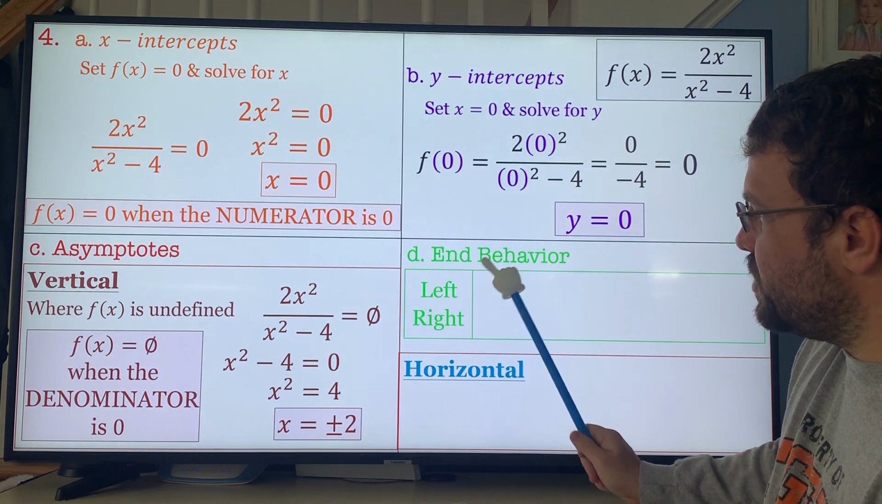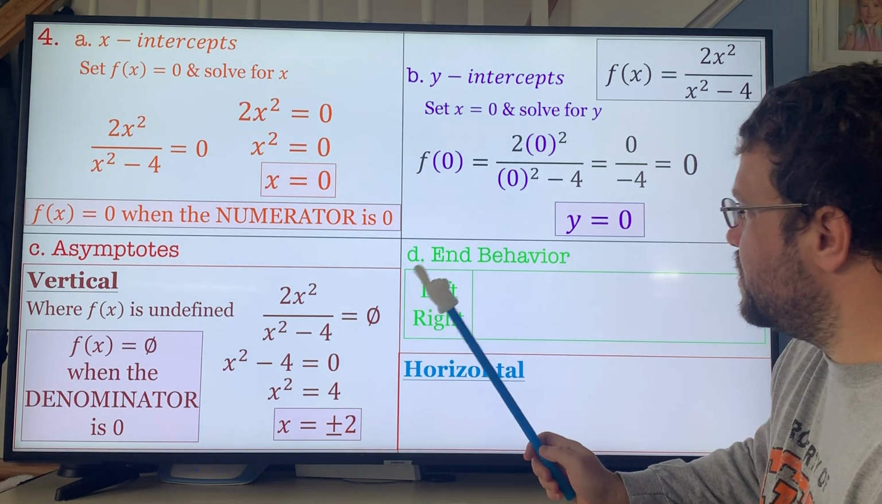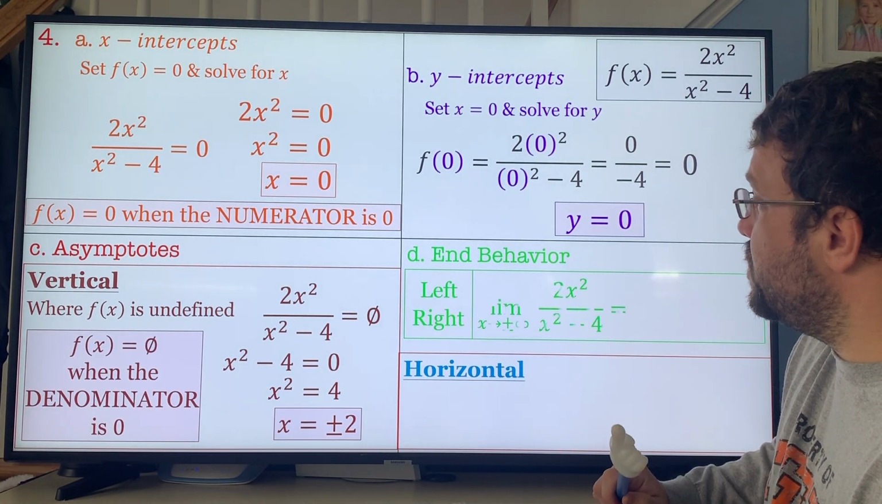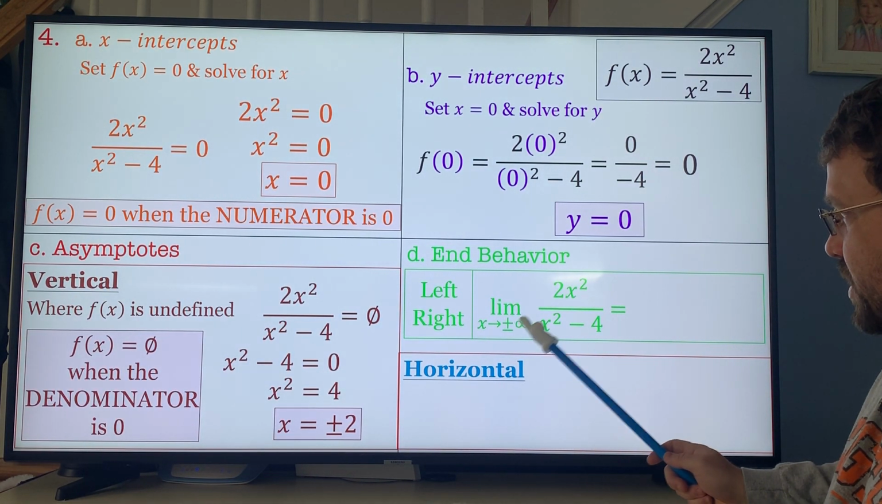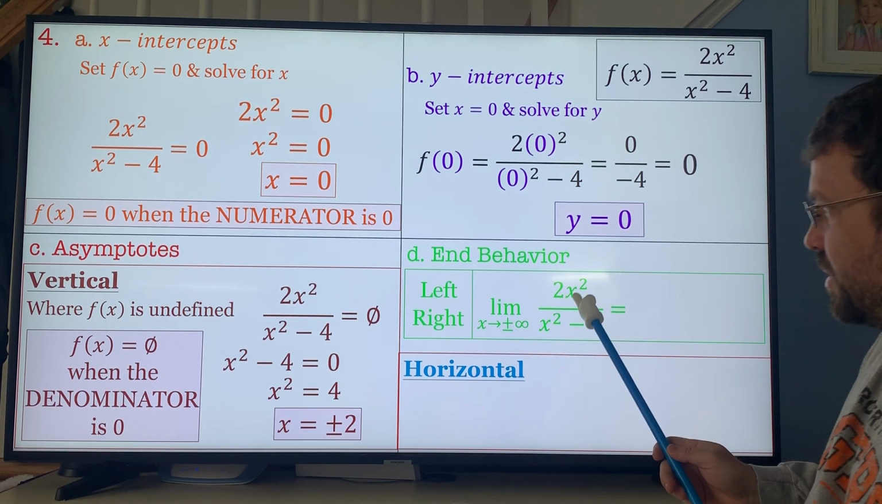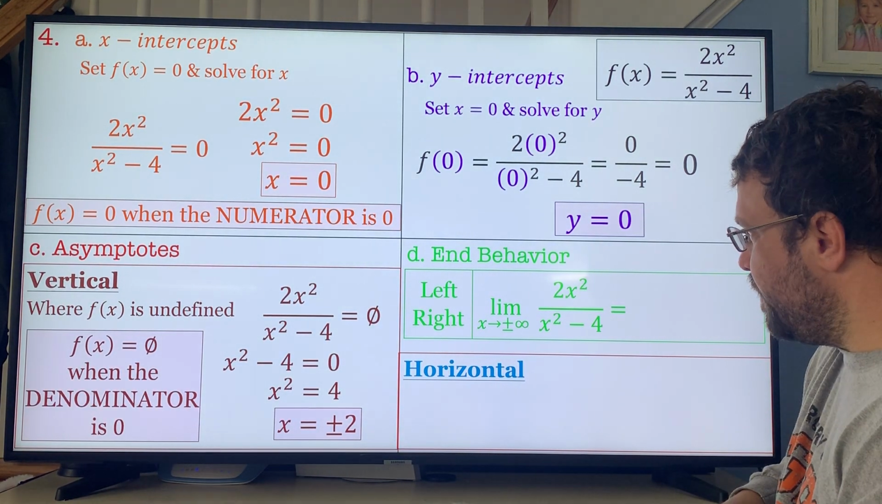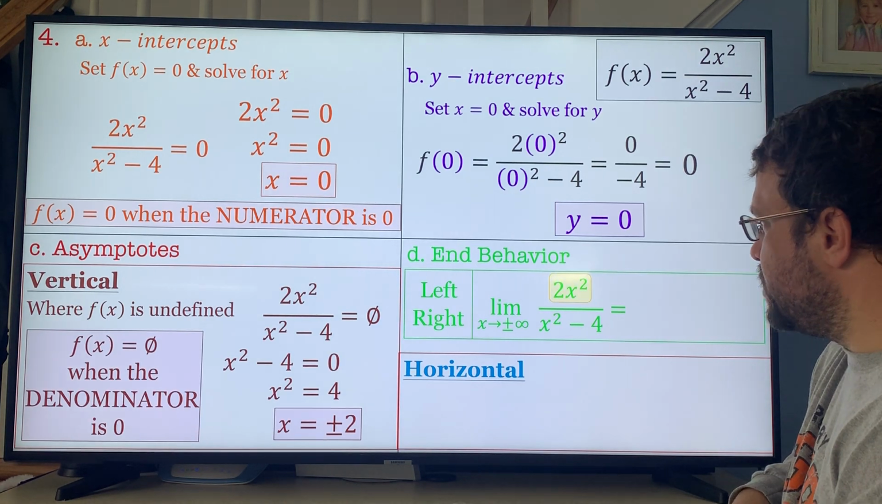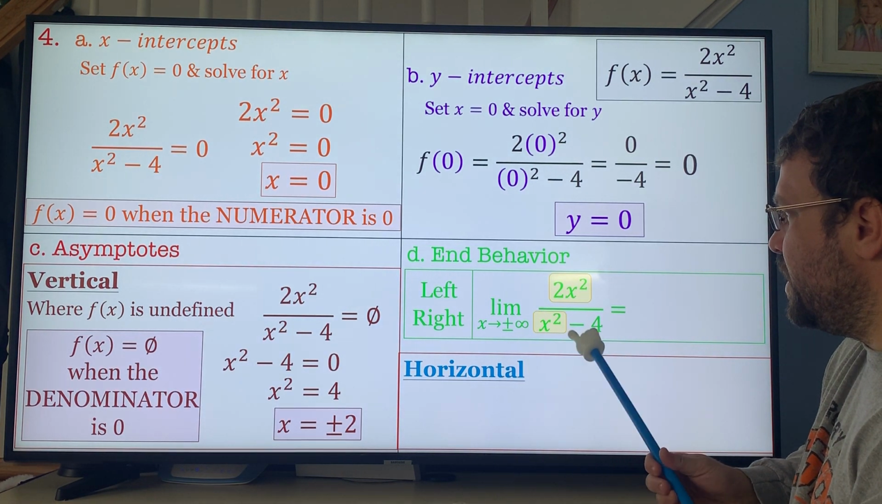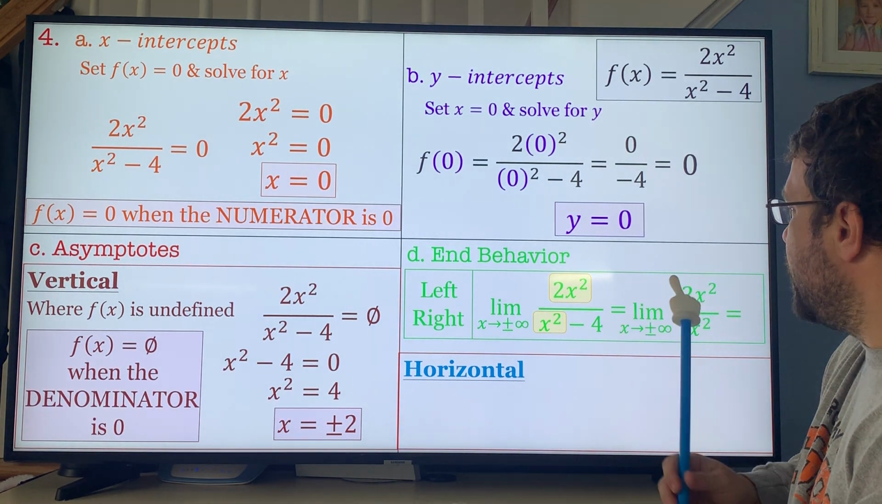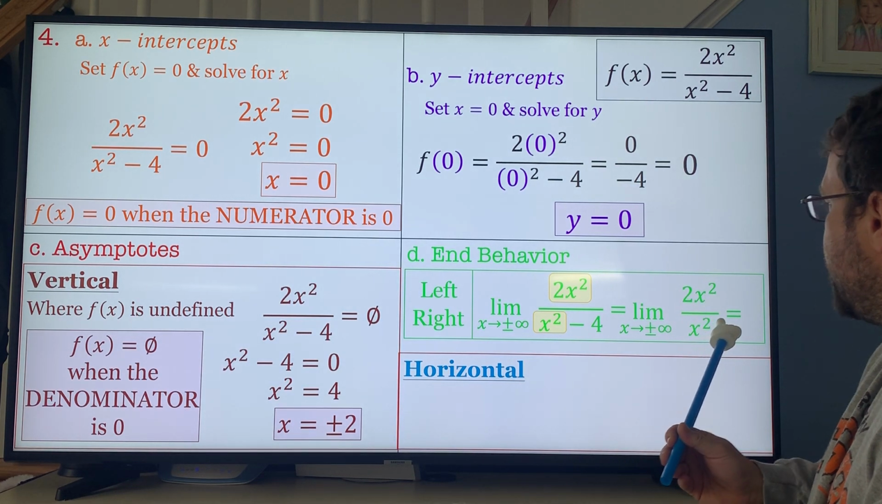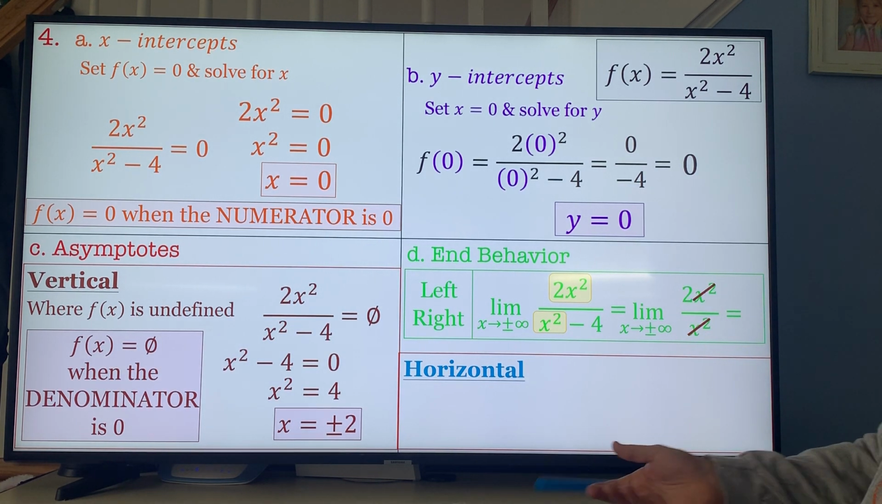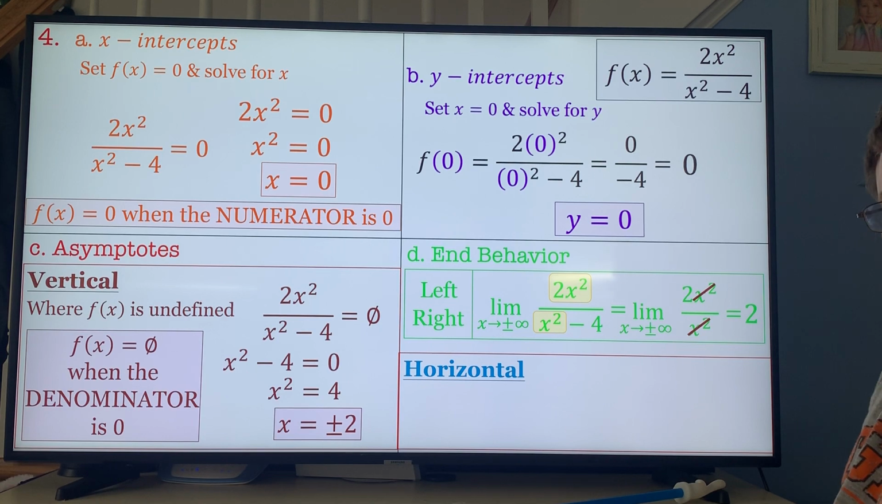End behavior. We have to use our end behavior now to find a horizontal asymptote. So left and right should be similar. If plus and minus infinity give you the same value here, pick your highest degree terms, as with L'Hopital's rule. So you pick 2x squared and x squared, and ignore the negative 4. 2x squared over x squared. Can I simplify this? Yes. These cancel out. My answer is 2.